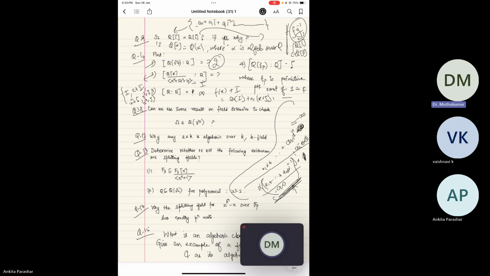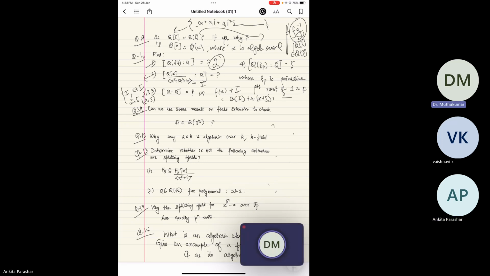In P minus 1. Yeah, it's P minus 1. Why 1 less? Because psi p satisfies the x power p minus 1 polynomial, and if you factorize it, you will get x minus 1 into another degree p minus 1 polynomial.